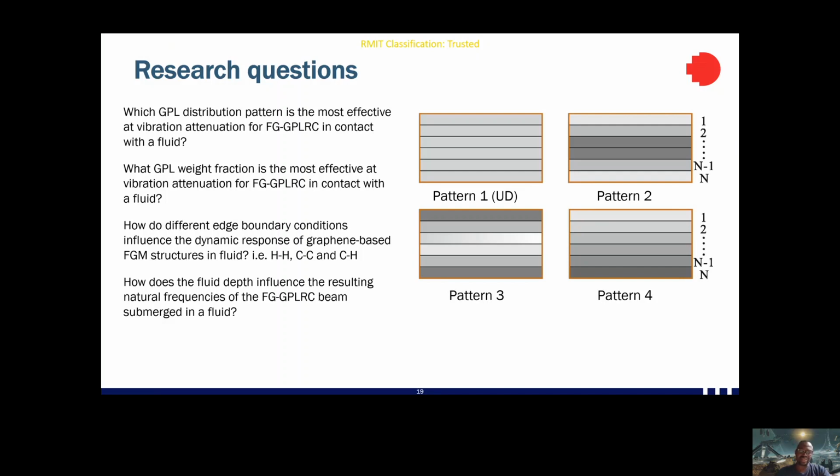to result in vibration attenuation. I'll also be looking for the most effective GPL weight fraction in reducing vibration. I'll also be interested in how different boundary conditions affect the dynamic response of a graphene-based functionally graded beam. And lastly, I'll be looking at the effect of the fluid depth on the resulting natural frequencies.